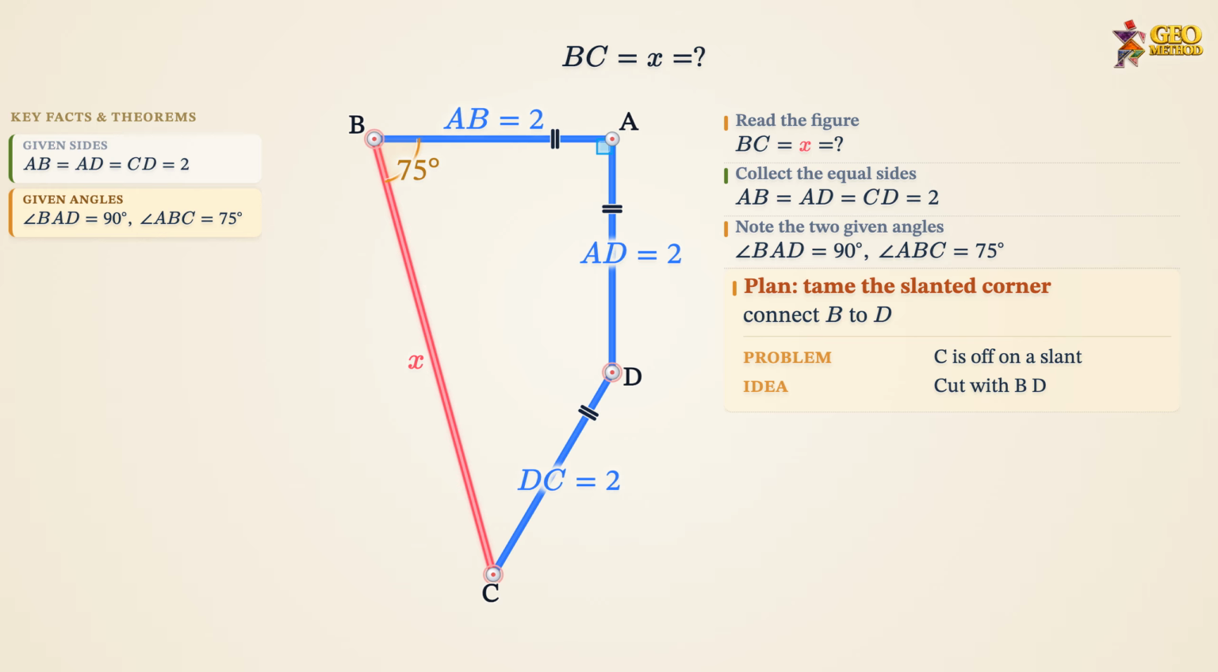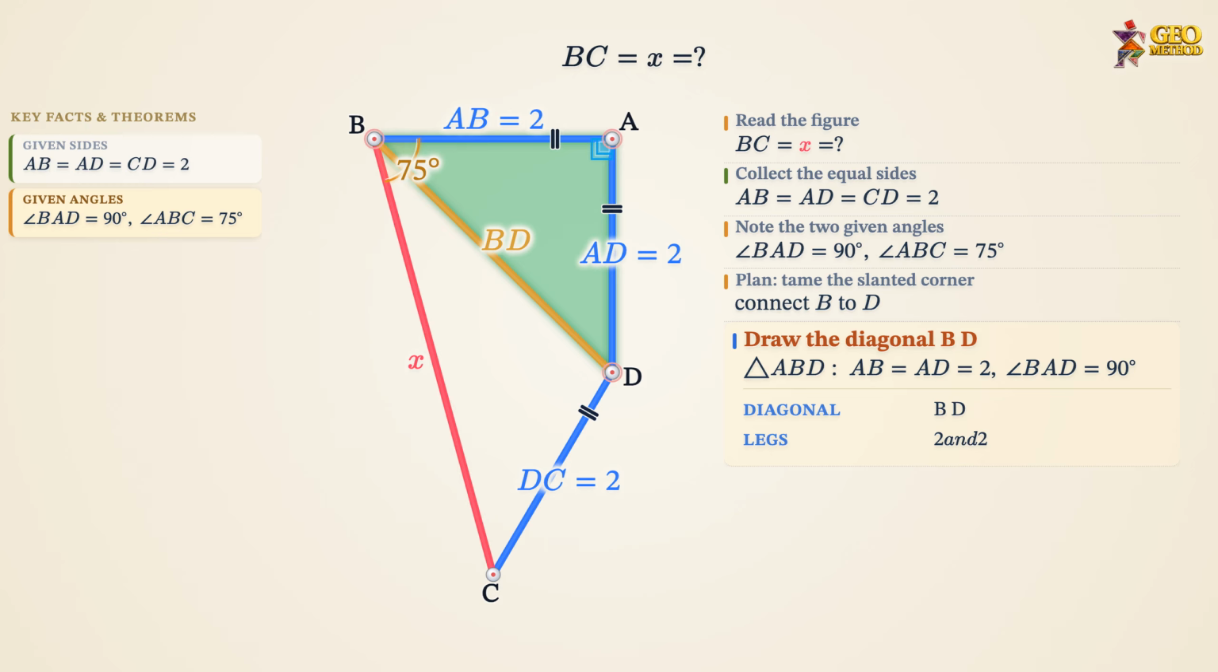Draw the diagonal BD. Because segment AB and segment AD are equal with a right angle between them, triangle ABD is a right isosceles triangle whose two legs are both 2, and that is a triangle we can measure completely. Because the right angle sits at A, the diagonal BD is the hypotenuse of triangle ABD. The Pythagorean theorem says its square equals the sum of the squares of the two legs.